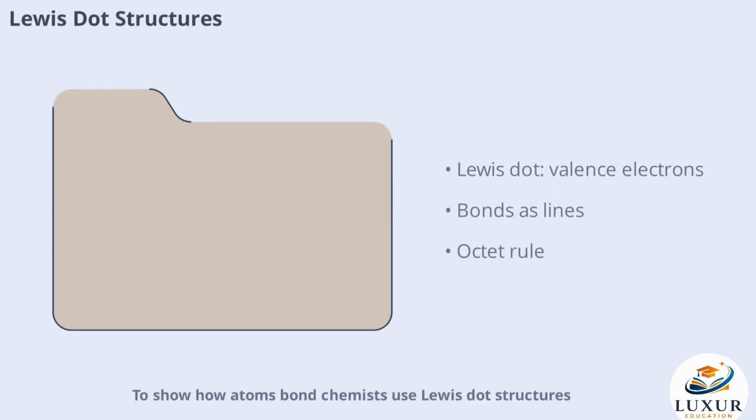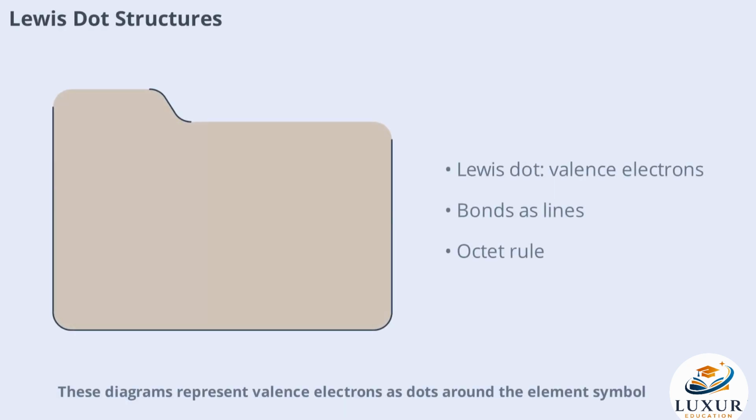To show how atoms bond, chemists use Lewis dot structures. These diagrams represent valence electrons as dots around the element symbol.